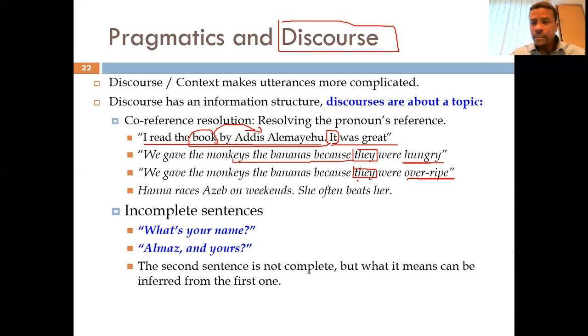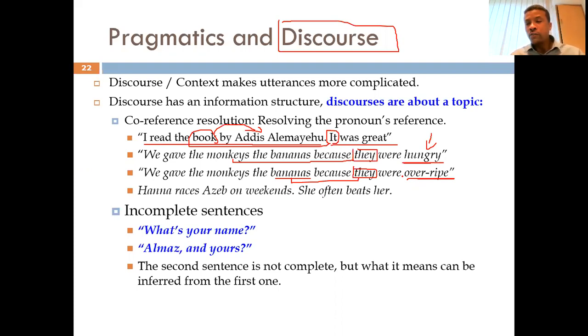In the second case, they is referring to banana. And you can create this association by looking into one of the words, hungry. Who is the one that can possess this property? It is monkey. Over here, it is a property possessed by banana. So because of this relationship, you can say the pronoun they is referring to monkeys in the first one, and it is referring to bananas in the second one.